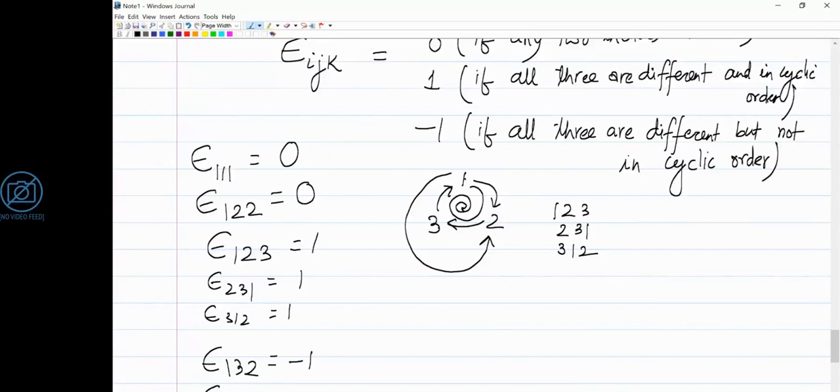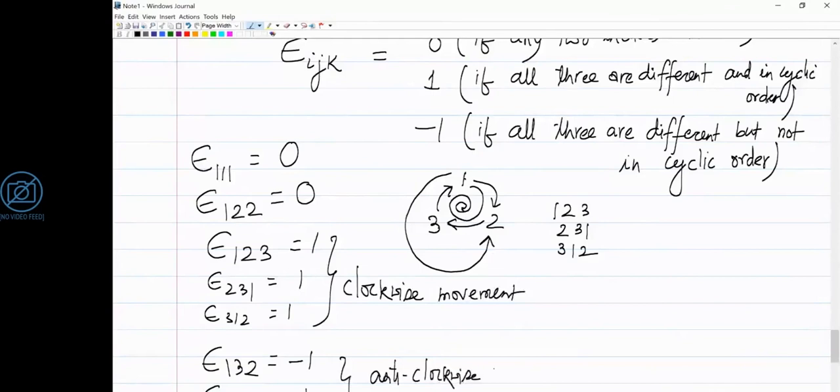Likewise for epsilon 3, 2, 1. So 3, 2, 1 is also anti-clockwise, right? So therefore this is also equal to -1. So this is for clockwise movement, and the rest is anti-clockwise movement. Okay.